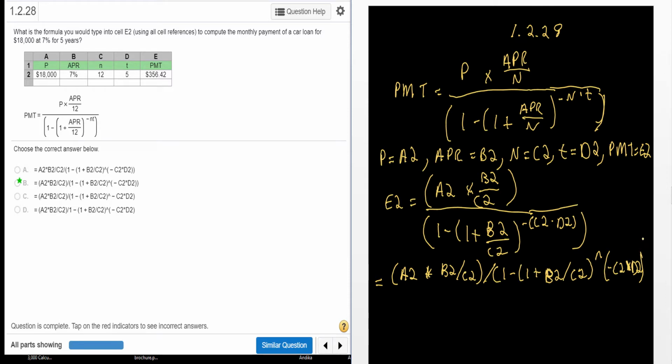And then another close parentheses for the denominator. So my answer should look something like that. And that's where the answer comes from there.